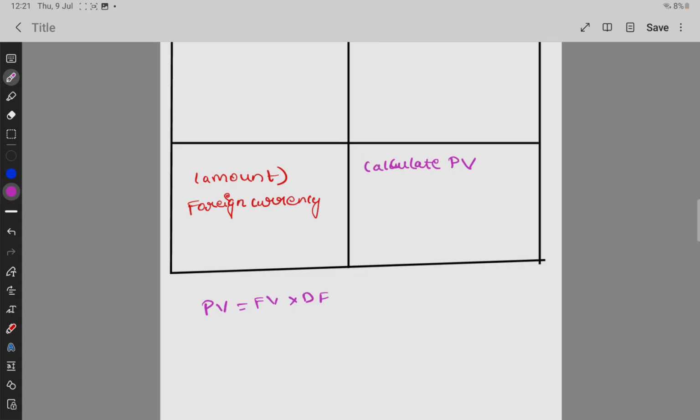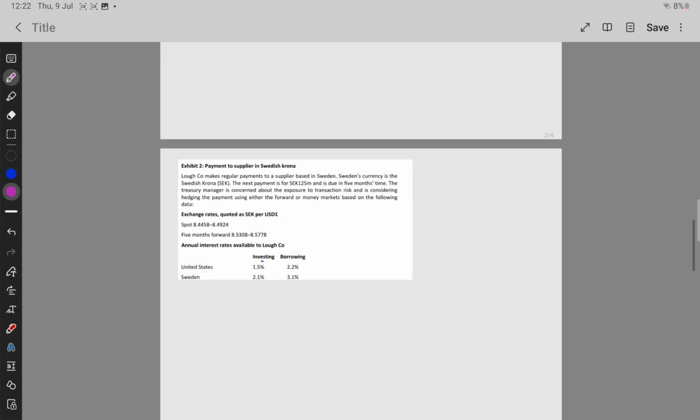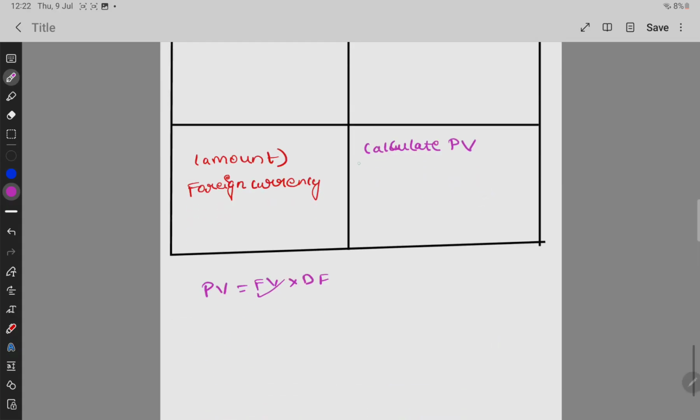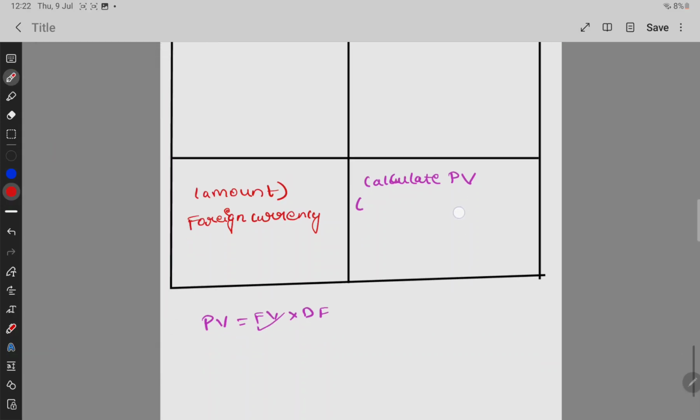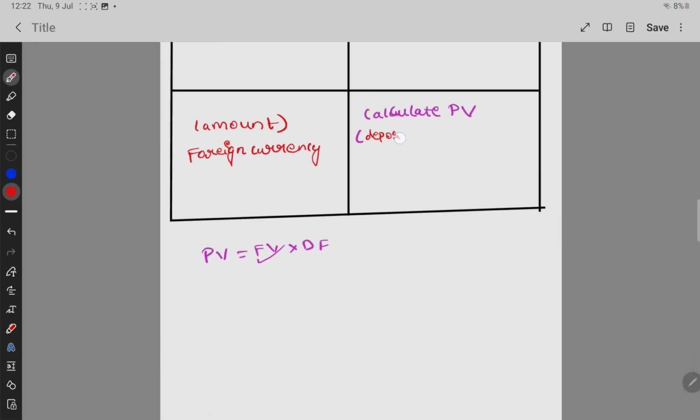Okay, I'll tell you the other important thing here. I told you to calculate the present value. I know the future value, that is the foreign currency. What discount factor should I use? If I show you a question, there are 2 rates: investing rate, that is the deposit rate, or borrowing rate. Which rate to use is a big question. Most of them get confused here and make mistakes with the rates. You're going to lose the easy marks, so I'll tell you a trick for it.